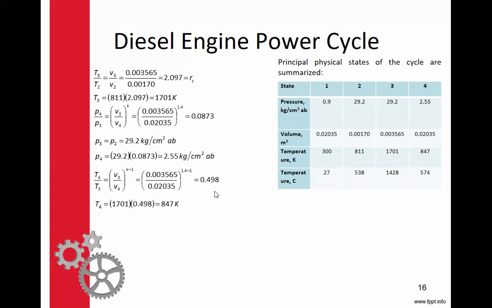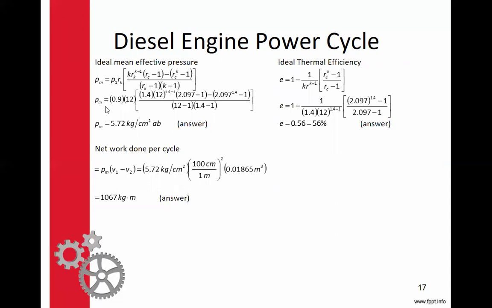The ideal mean effective pressure is P sub M is equal to P sub 1 times R sub K to the K, times the quantity K times R sub C minus 1 minus R sub C to the K minus 1, all over R sub K minus 1 times K minus 1. Substitute values. We have 0.9 times 12 to the 1.4 times 1.4 times 2.097 minus 1 minus 2.097 to the 1.4, all divided by 12 minus 1 times 1.4 minus 1. So P sub M is 5.72 kilogram per centimeter squared absolute.